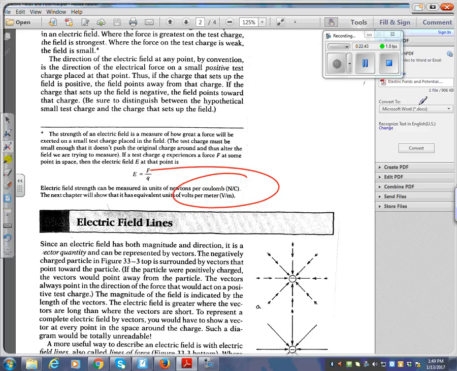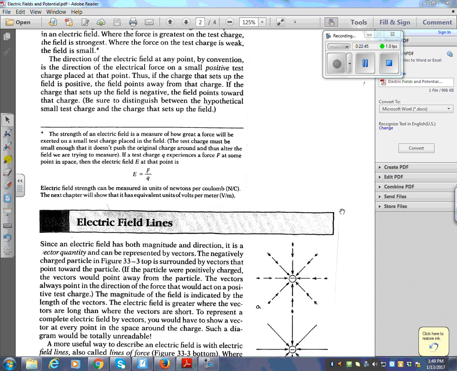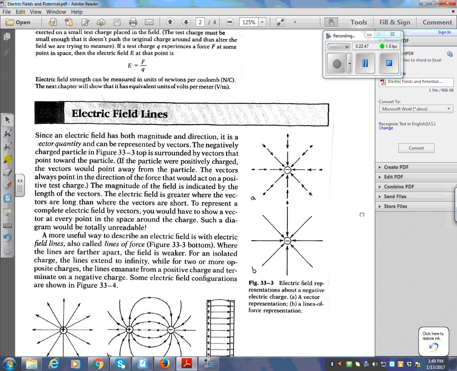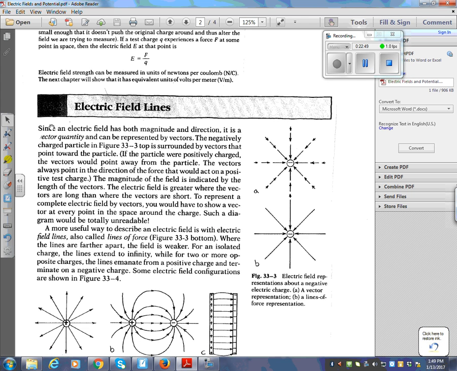Now, electric field lines. Here's another topic that I could have talked about in gravitational fields, but I waited till now. Since an electric field has both magnitude and direction, it is a vector quantity, can be represented by vectors. The negatively charged particle in figure 33-3 top, that's one over here, is surrounded by vectors that point toward the particle. Do you see all these arrows here? These are all vectors. If the particle were positively charged, the vectors would point away from the particle. The vectors always point in the direction of the force that would act on a positive test charge.